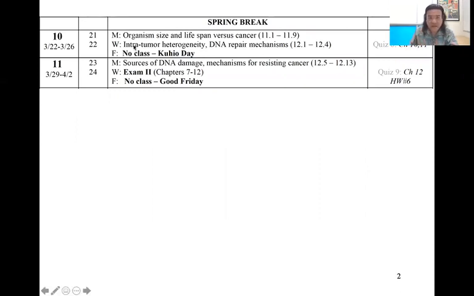Then on Wednesday, we'll talk about the heterogeneity of tumors, and a little bit more about DNA repair mechanisms. Then Friday is a university holiday, right, because it's Kuhio Day. Next week, Monday, we'll have new material as well. We'll talk about sources of DNA damage and different mechanisms that are used by our cells and tissues for actually resisting cancer.